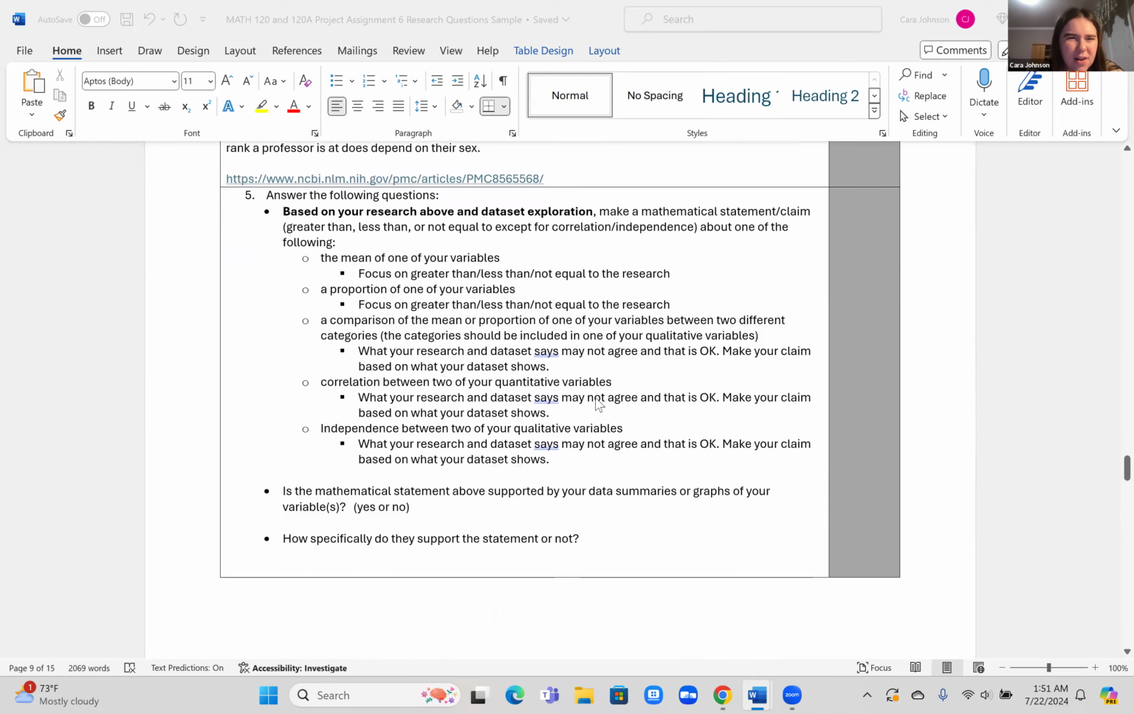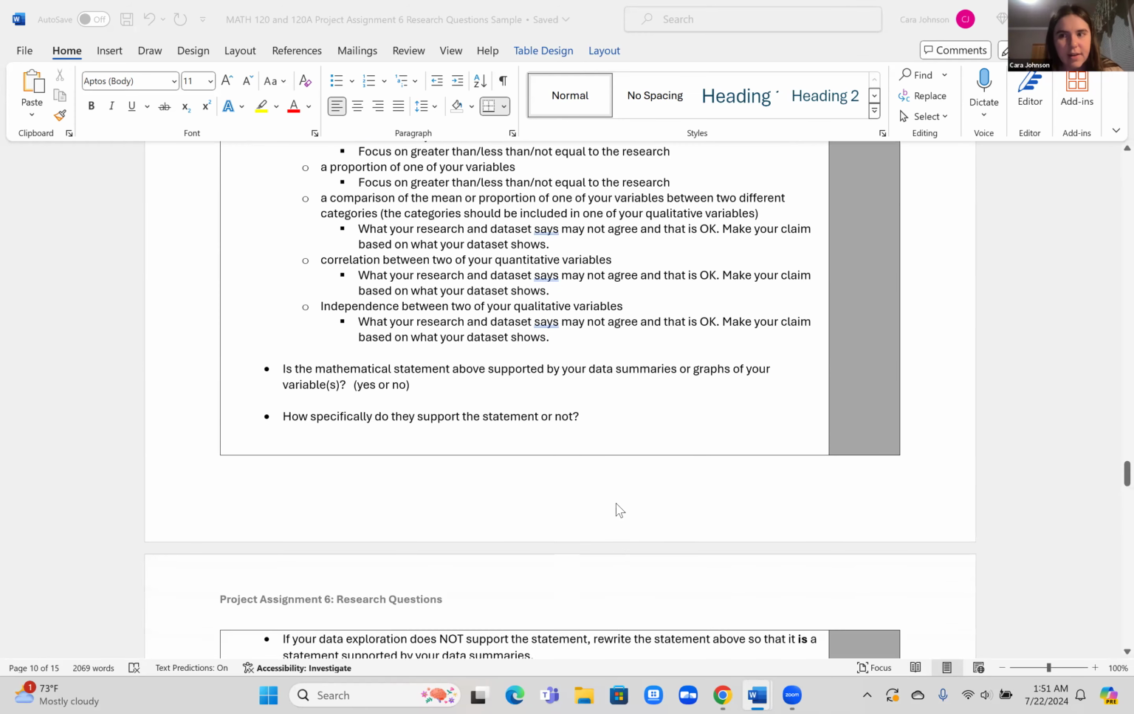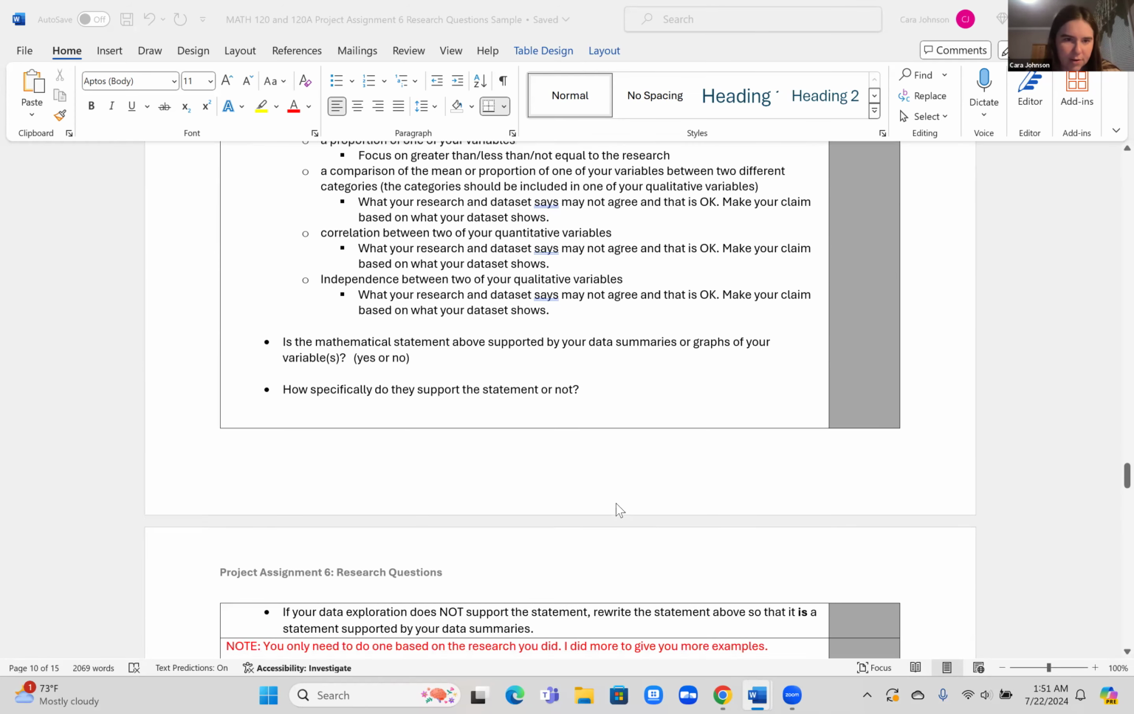And then the last part here, based on your research and data exploration, we're going to make a claim, a greater than, less than, or not equal to type of mathematical claim, except for correlation and independence, about one of the following. So basically about your research, whatever question you ended up picking. And it does need to be supported by your data set. So you need to provide evidence that is supported by your data set.